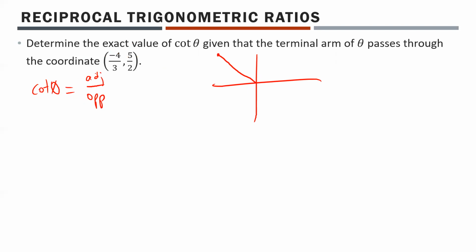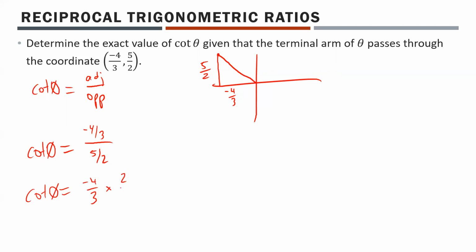Cotangent, like I said, is adjacent over opposite. So if we fill in what this triangle would be, notice my x was -4/3, so I'll write that in there, -4/3. And my opposite side would be my y, so 5/2. This means that cotangent theta is your adjacent side, -4/3, over your opposite side, which is 5/2. But that's a fraction divided by a fraction, and we don't like that too much. So instead, we're going to say that's cotangent theta equals -4/3 times 2/5.